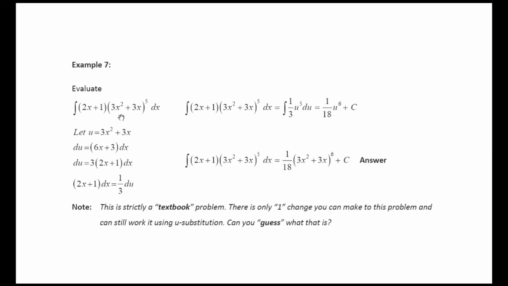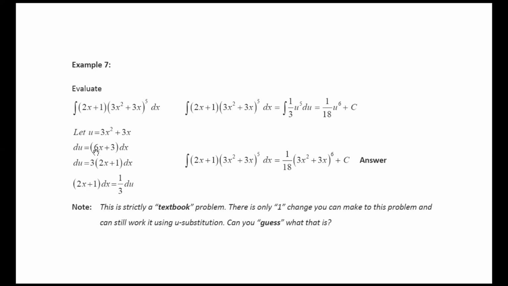This problem right here, we throw in only to tell you this is what we call strictly a textbook problem. By that I mean, not that you're going to run into any of these problems in the real world, but this problem is strictly designed to work. It's a peculiar problem. 2x plus 1 times the quantity 3x squared plus 3x to the fifth power. I'm going to let u be this quantity. And what do I not let u equal? 2x plus 1 dx. So let's see if we can get that.